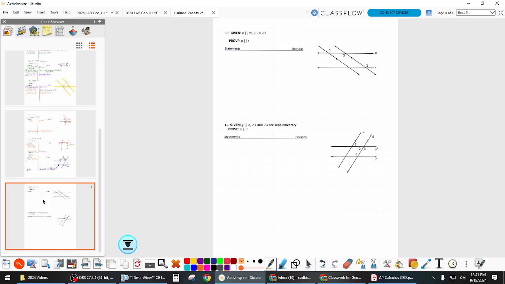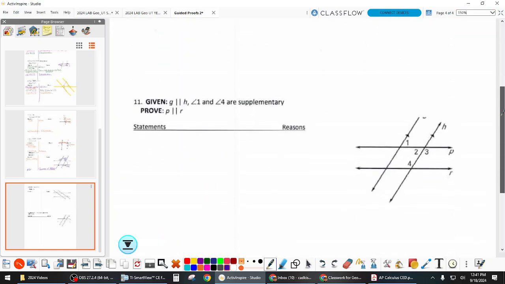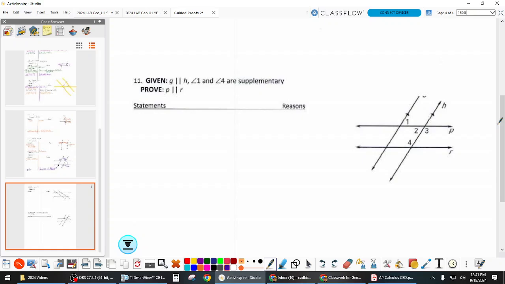Looks like a lot of you are done with this, so G kind of got cut off, but we noticed that one. And we can't really show that angles 1 and 4 are supplementary. It's kind of not really a notation for that. So how are we going to link those together in such a way that we can prove P and R are parallel?